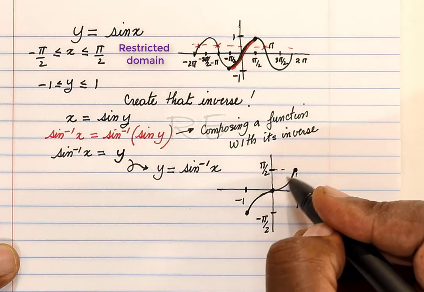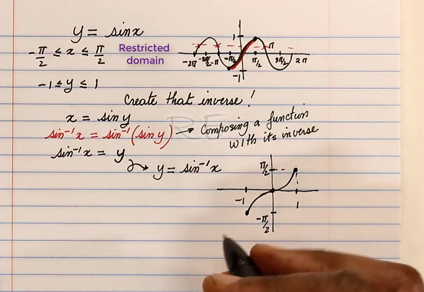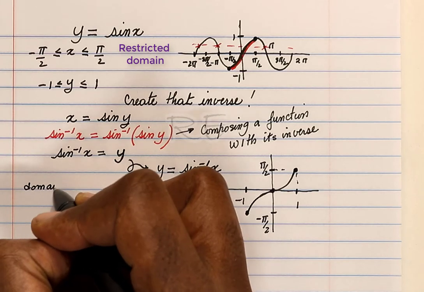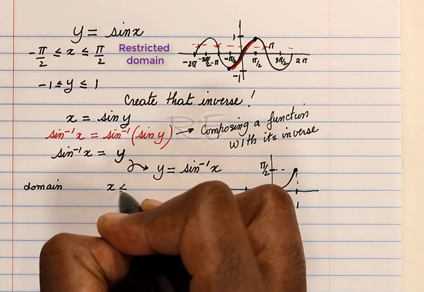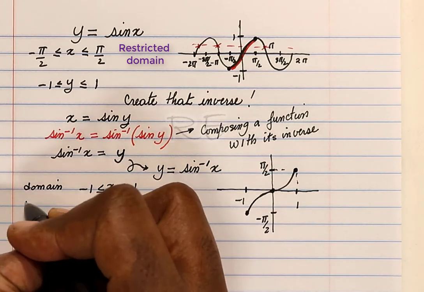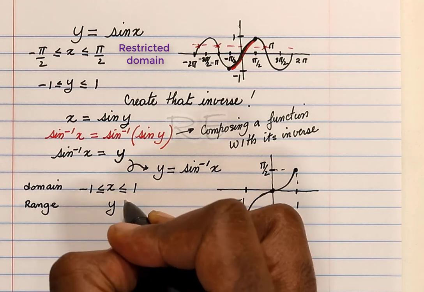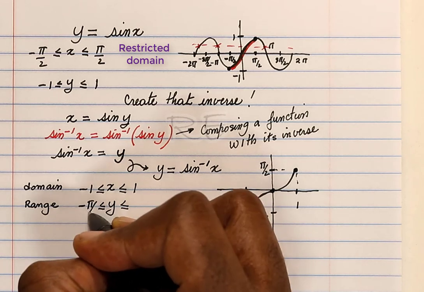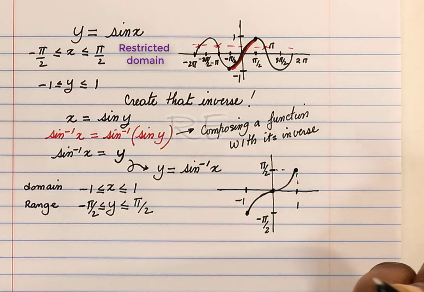Since we swap y for x, the new domain for the inverse will be x between negative 1 and 1, largely. And the new range will be the domain of the original function. Y will be between negative pi over 2 and pi over 2.